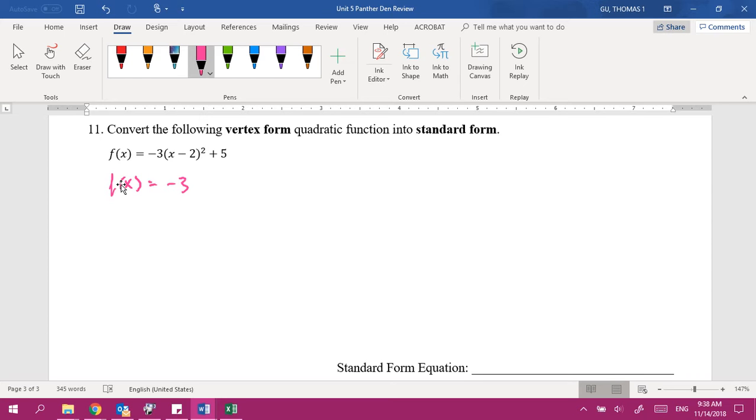x minus 2 in parentheses twice, right? Like this. X minus 2 times x minus 2. And then what do I need to put at the end here? Plus 5. Yeah, don't forget the plus 5.